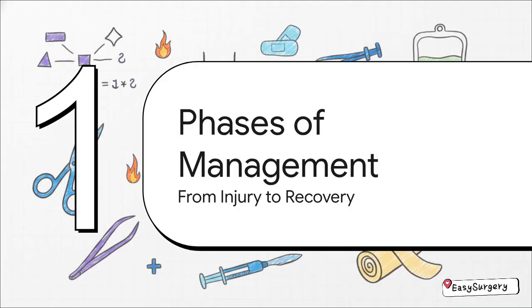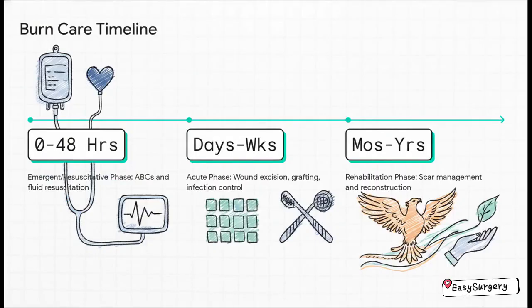All right, on to Section 3, Phases of Burn Management. Now that we've covered immediate stabilization and referral, let's map out the whole chronological clinical pathway, tracing the patient's journey from emergent injury all the way to recovery. Burn management is pretty cleanly divided into 3 distinct temporal phases. First up is the emergent or resuscitative phase, which spans that critical 0 to 48-hour window. That then transitions into the acute phase, which lasts for days to weeks, and finally the rehabilitation phase, which can go on for months or even years.